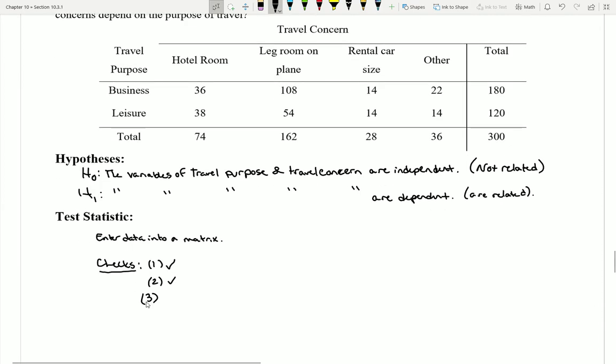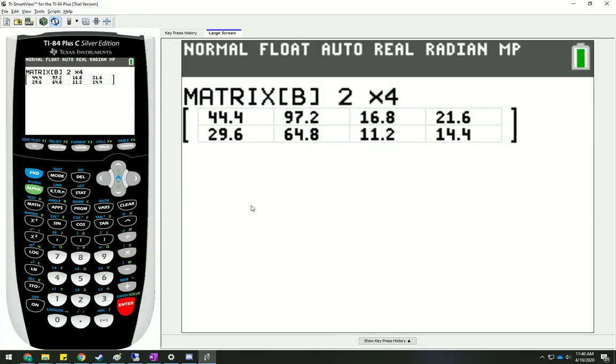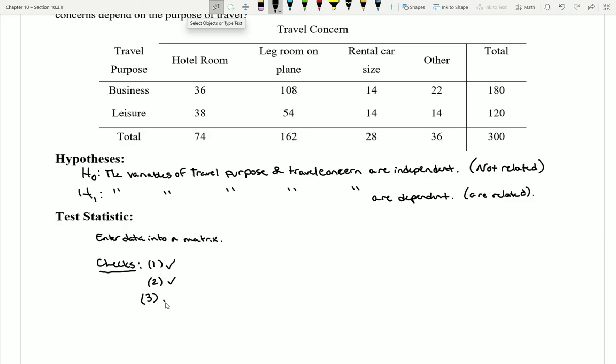For check 3, notice this asks us to start to take a look at the expected counts. So that means I have to go look at my matrix B. I want to know, are all of my expected counts greater than or equal to 1? Definitely. And I want to make sure that no more than 20% of them are less than 5. It seems like both of those, checks 3 and 4, are going to be perfectly valid.